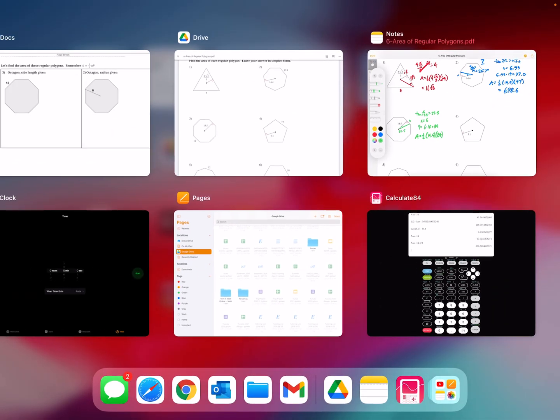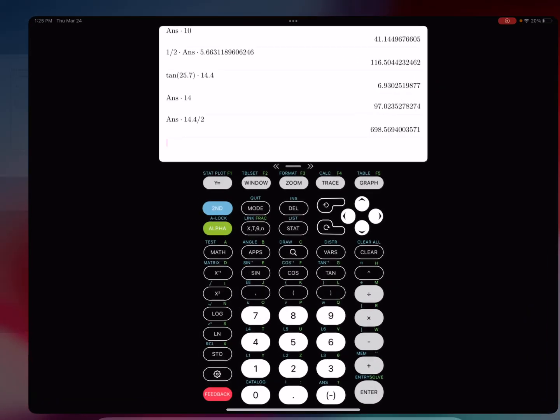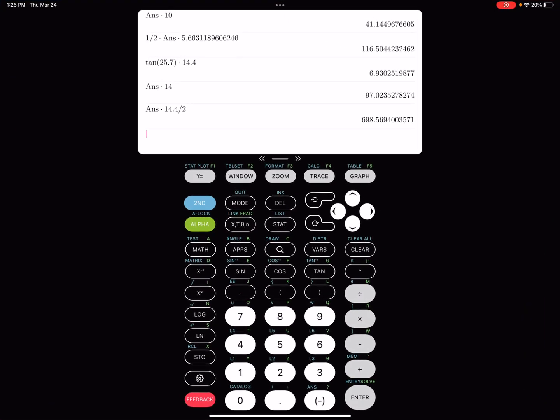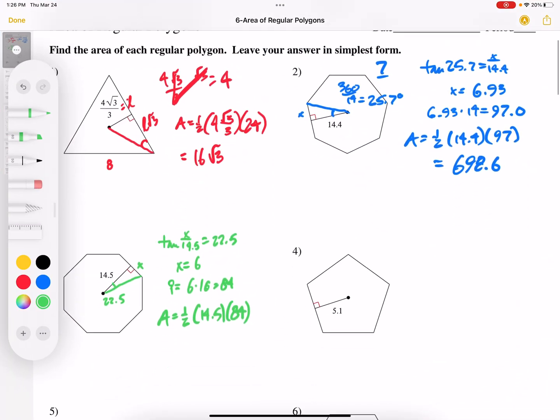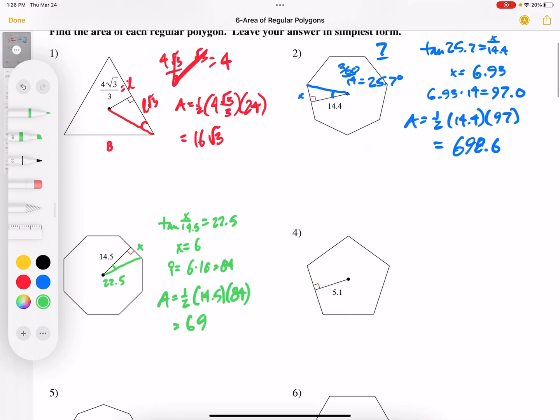All right, so let's make sure that that's what we get. I did 14.5 tangent 22.5. That's my x, about 6, times 16. That's my perimeter, about 96. And then times 14.5 and divide that by 2. That's going to give me 696.7. So this area is equal to 696.7.